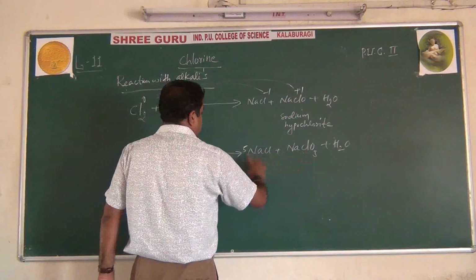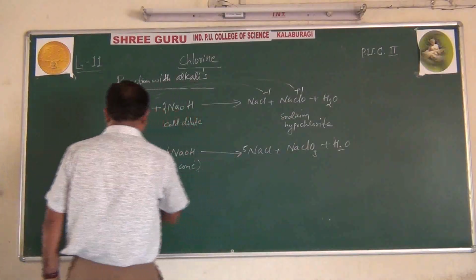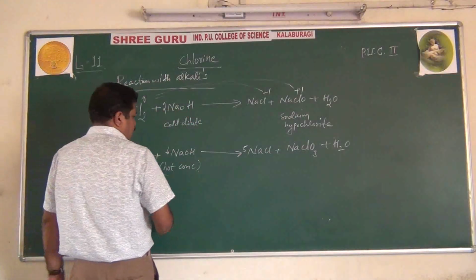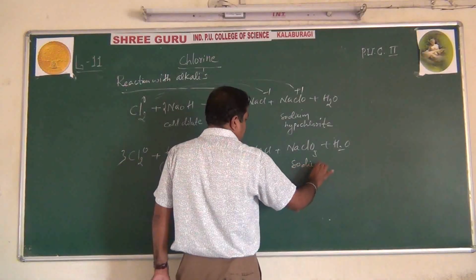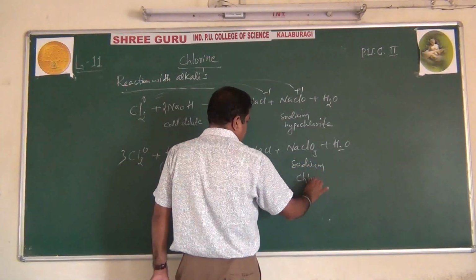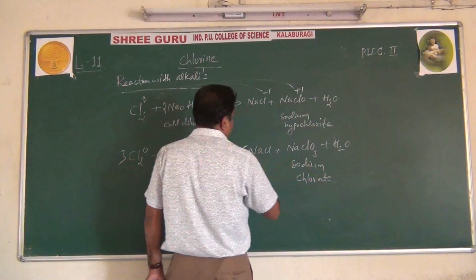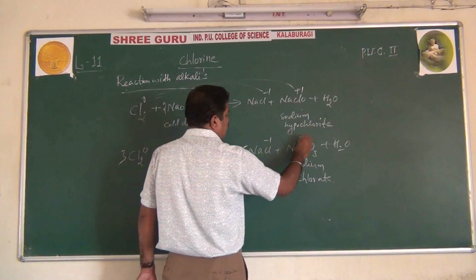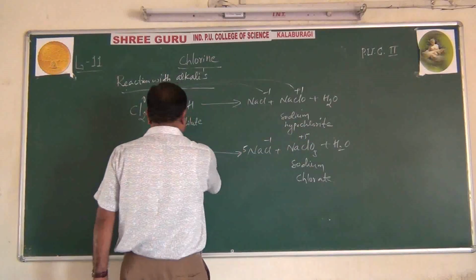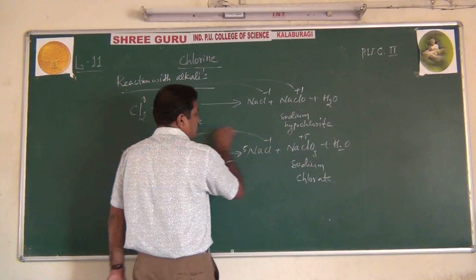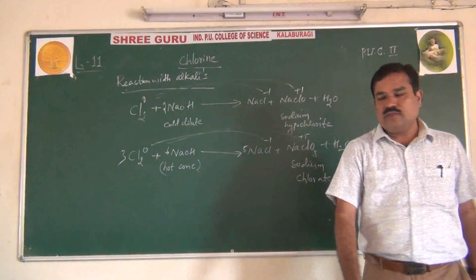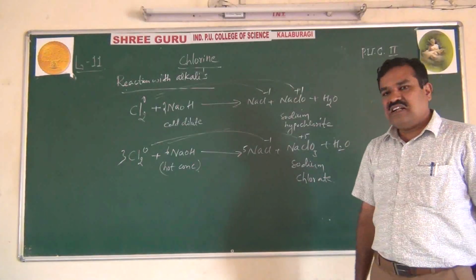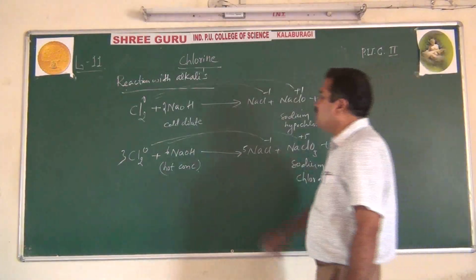So since 5 plus 1, it is 3 Cl. So this is sodium chlorate. Here also -1 and +1. The same element undergoes oxidation and reduction. Very important as per NEET and theory concerns.